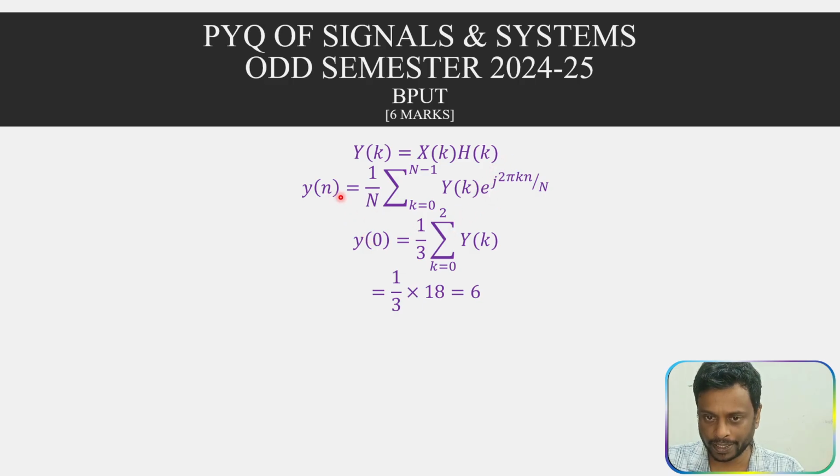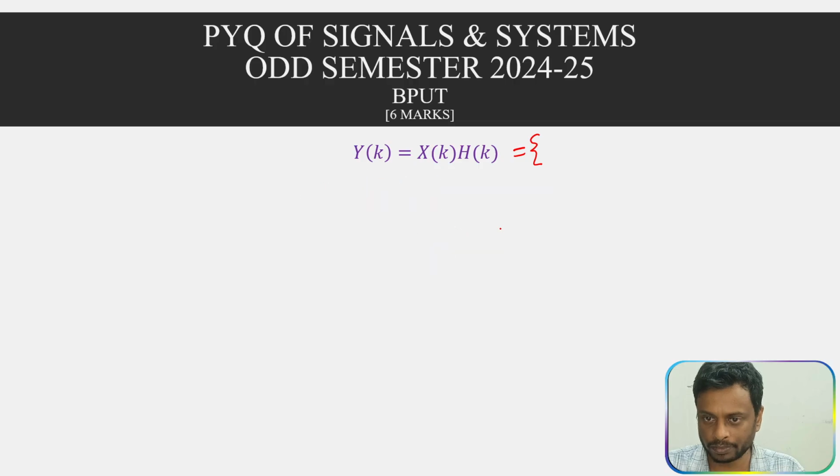Then you put n equal to 0, n equal to 1, and n equal to 2. So here is n equal to 0. If this is your n, you can multiply this. You can get the values, y of k equal to... I have not written this. So this will be y of 0.